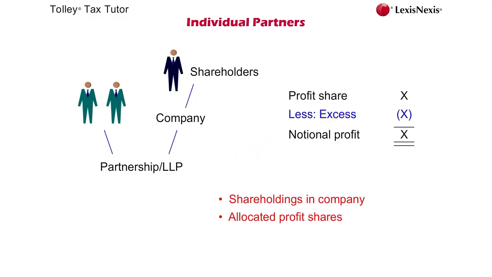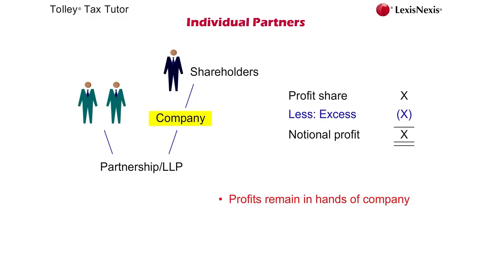Although the reallocated profits are taxed on the relevant individual partner or partners, the profits remain in the hands of the corporate partner. These profits can then be taken out of the company by the individuals without any further tax being due when received by the individual. Equally, the payment is not allowed as a deduction in calculating the company's taxable income or treated as a distribution.